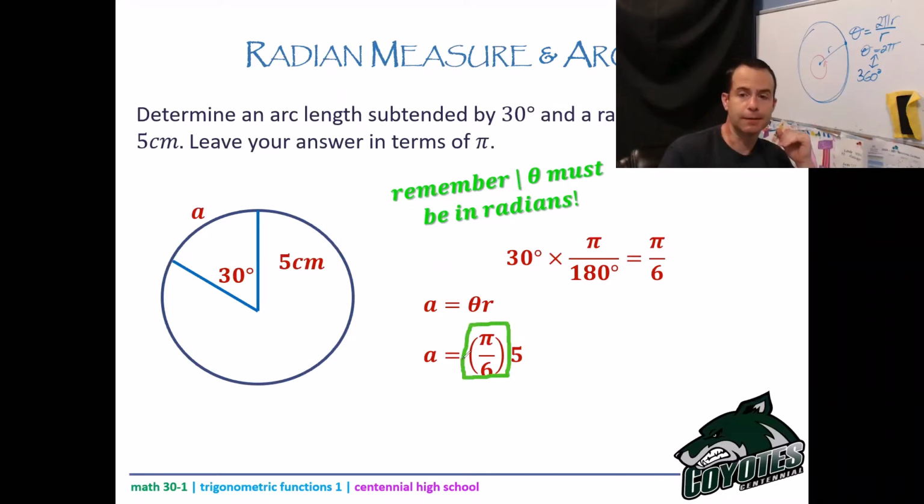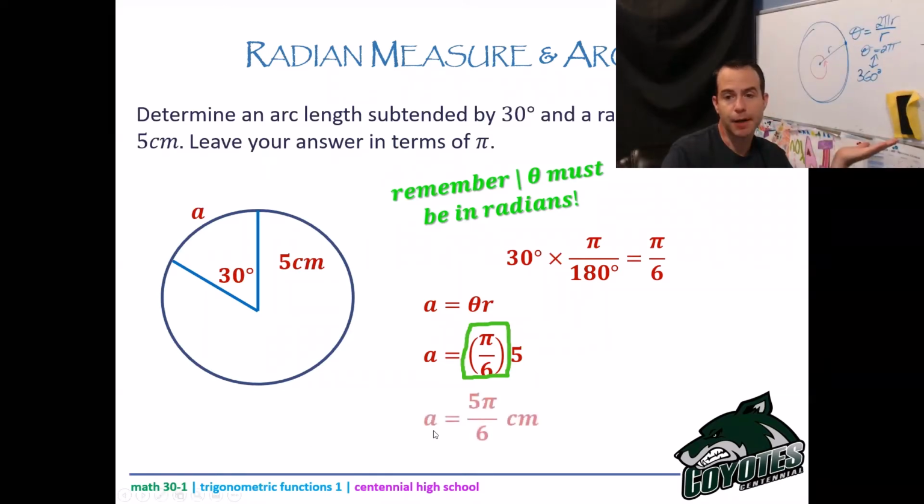And then multiply by 5. So leaving it in terms of pi, that means I'm looking at 5 pi over 6. So 5 pi over 6 centimeters. Don't forget to answer with units. You would get docked marks as an incomplete answer if you didn't have the proper units there.